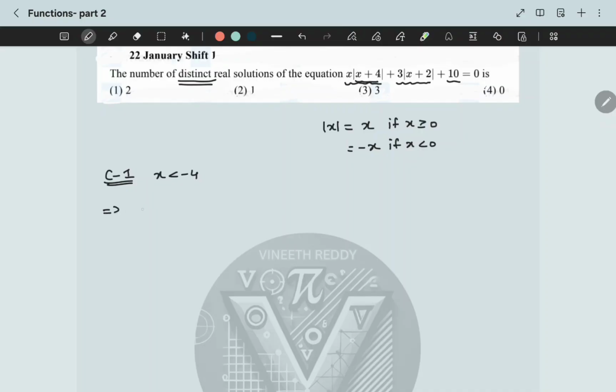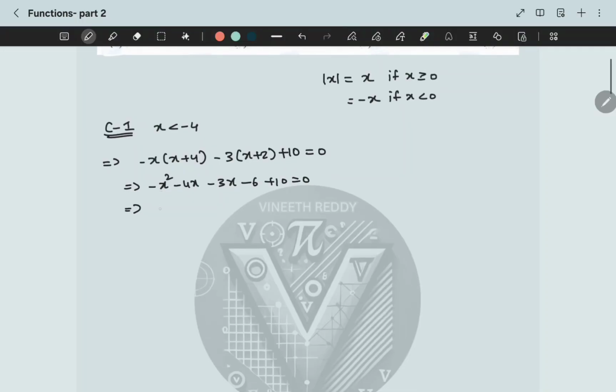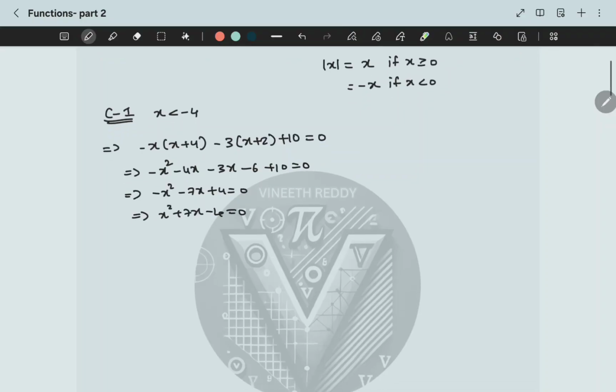So we will be getting -x into x plus 4. Now if x is less than -4, this also will be negative, the second term. So we will be getting -3 times x plus 2 plus 10 is equal to 0. So we get minus x square minus 4x minus 3x minus 6 plus 10 equals to 0. And if I simplify, I get minus x square minus 7x plus 4 equals to 0, or we can even say x square plus 7x minus 4 equals to 0.